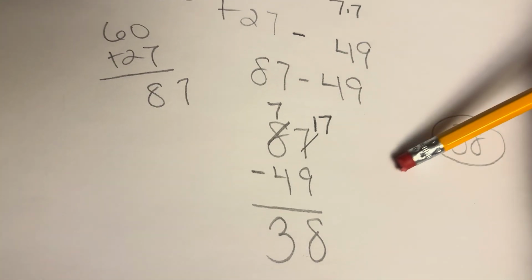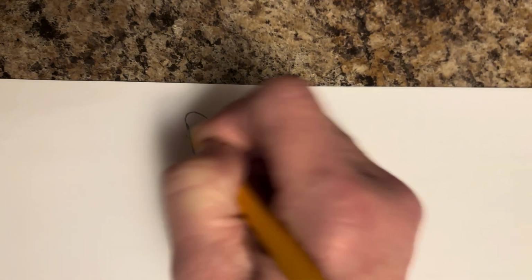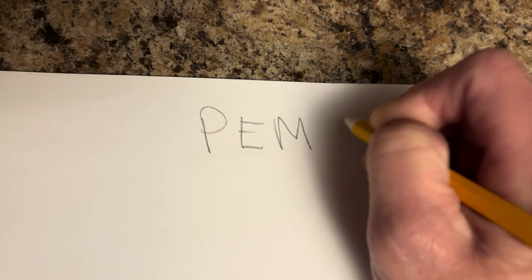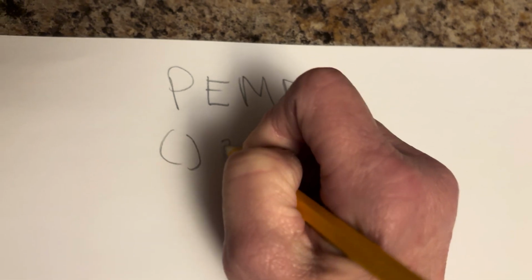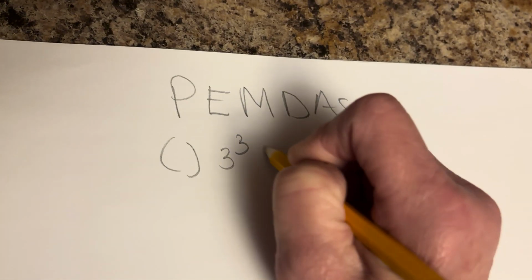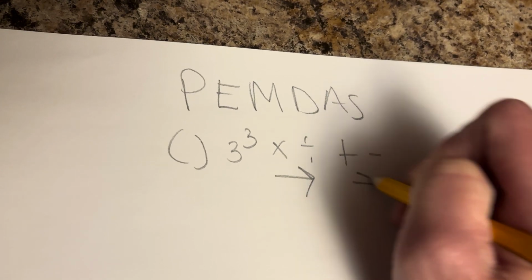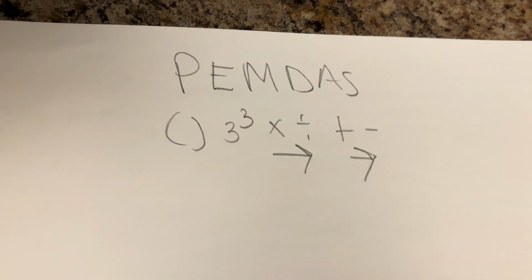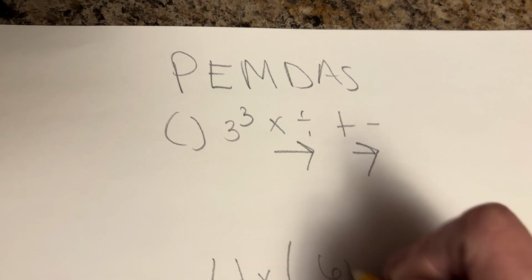Let's look at another example. And again, we'll write our PEMDAS, because it's always helpful to have that on your paper. Parentheses, exponents, multiplication, division, left to right, addition, subtraction, left to right. So this time we're going to have 4 multiplied by 6 plus 3 in parentheses.